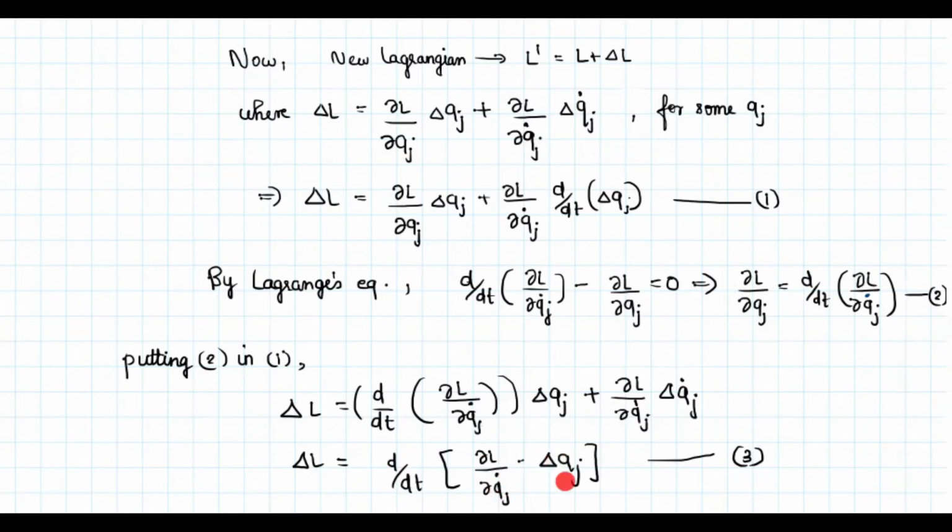If you expand this, you will get this. Let's say this is the first function, this is the second function. Then if you expand this, you will get the derivative of the first function into the second function plus the first function into the derivative of the second function. So I am writing this in this form, and I am marking it as equation number 3. This is for the jth particle. Here I have considered only the jth particle, for some Qj I have written this expression.